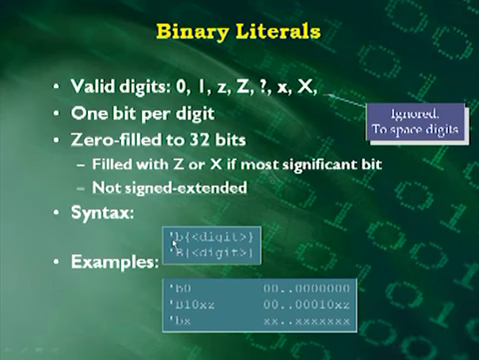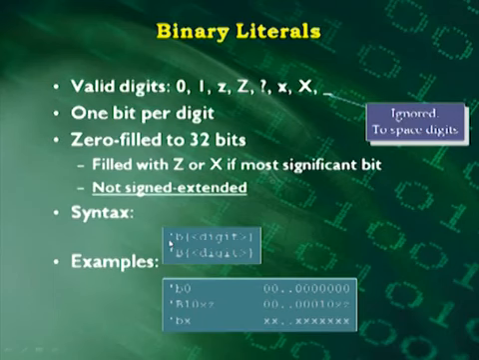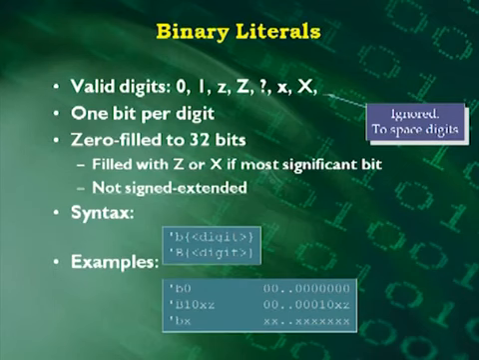Here's the syntax. Let's say we want to describe a binary value. So here's the syntax right here, and here's some actual examples. We go 'B0, and that's equivalent to 32 zeros. Okay, the default here is going to be 32 bits for Verilog. 'B0 is basically extended to 32 bits of zeros.